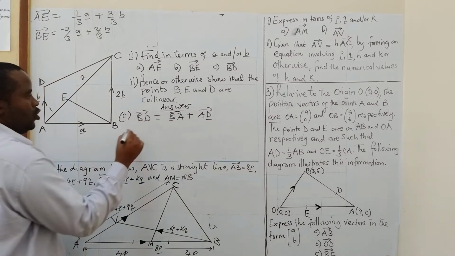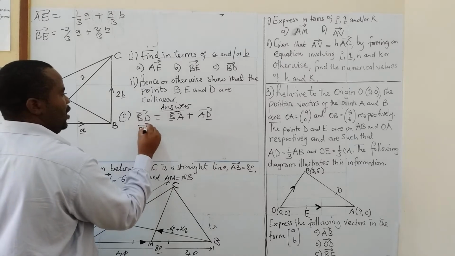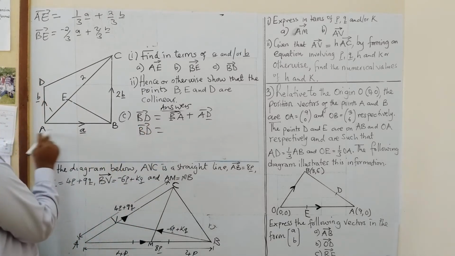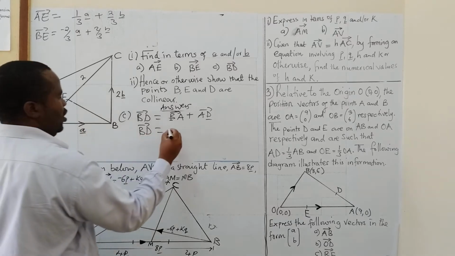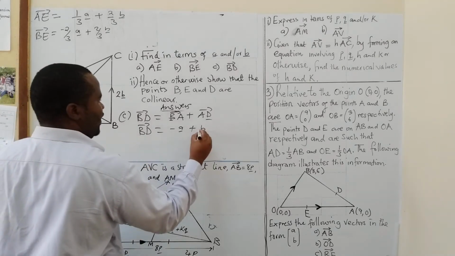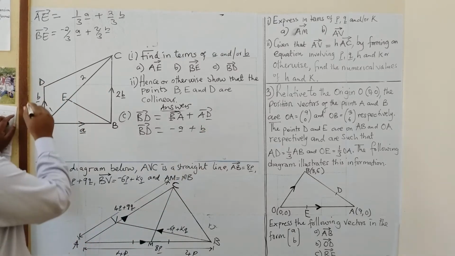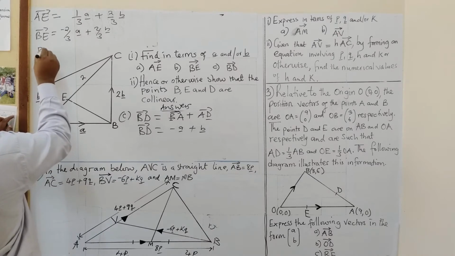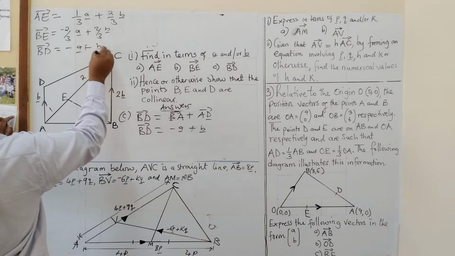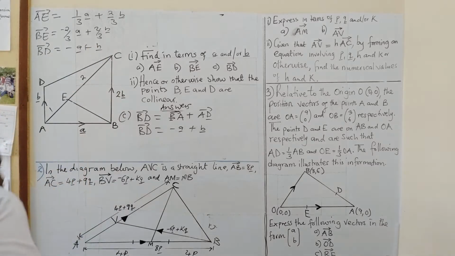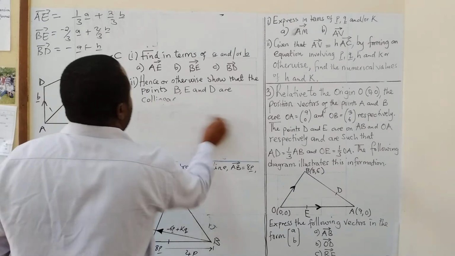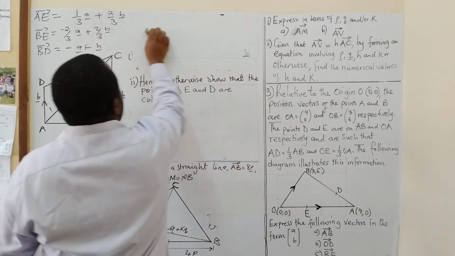So BD is equal to, what is BA? BA is negative, going against the direction, so negative a, plus, what is AD? AD is b. So take note, again here, we are saying our BD is equal to negative a plus b. So here we are done. We go to the next one.